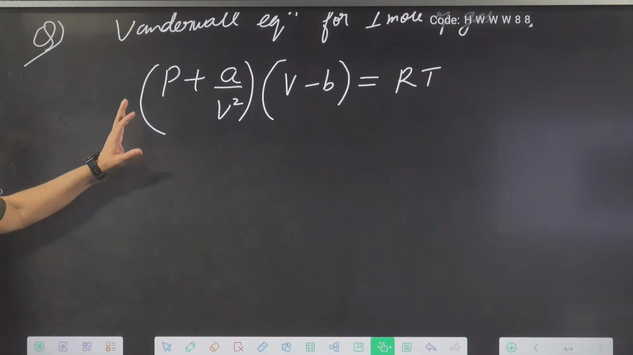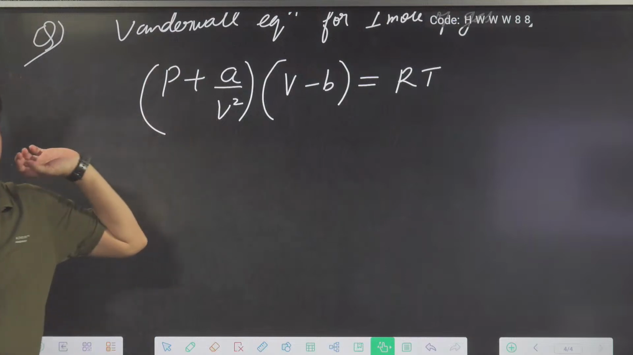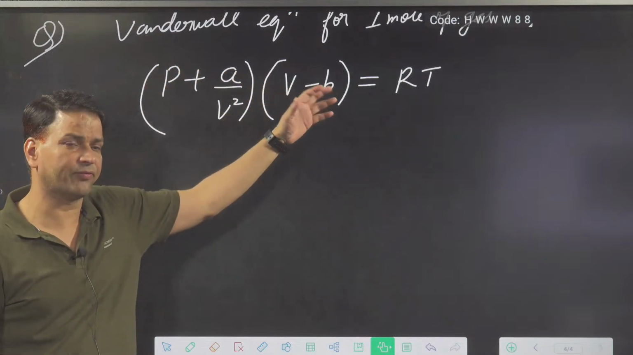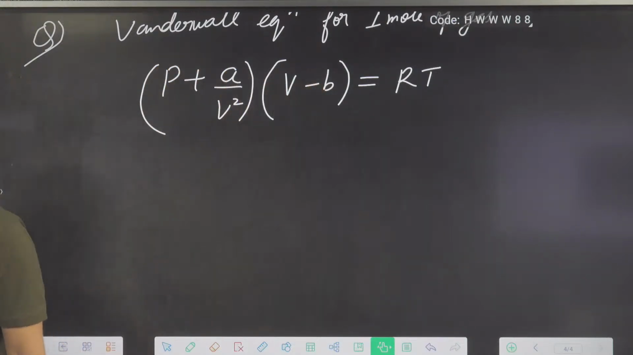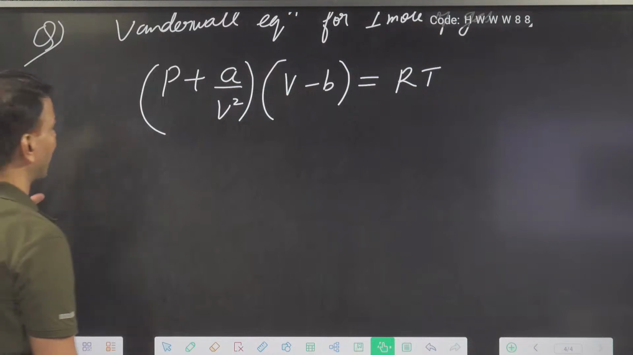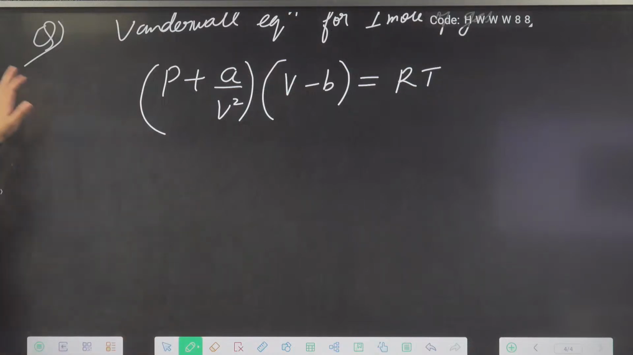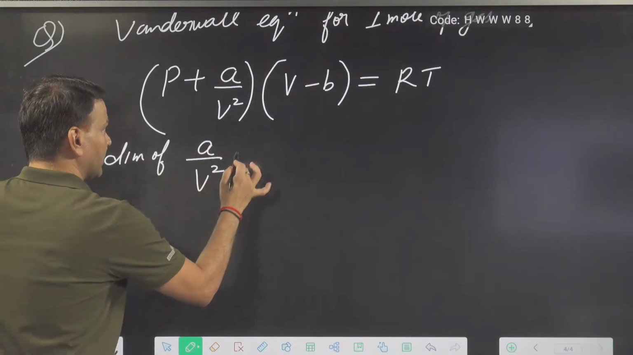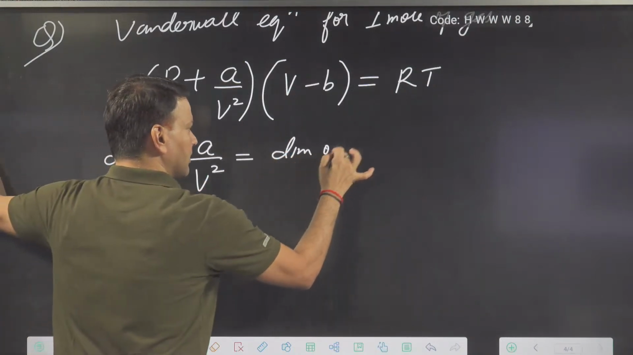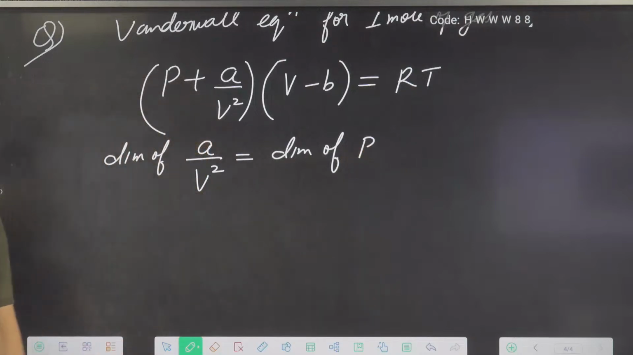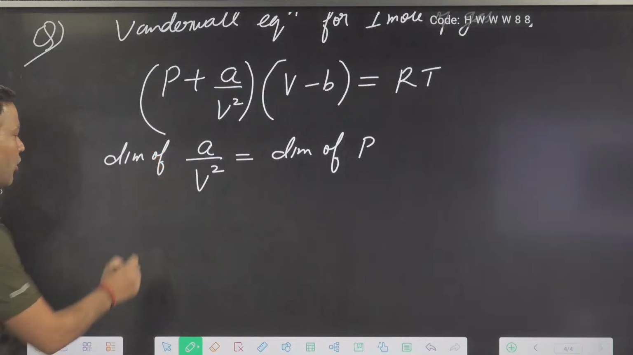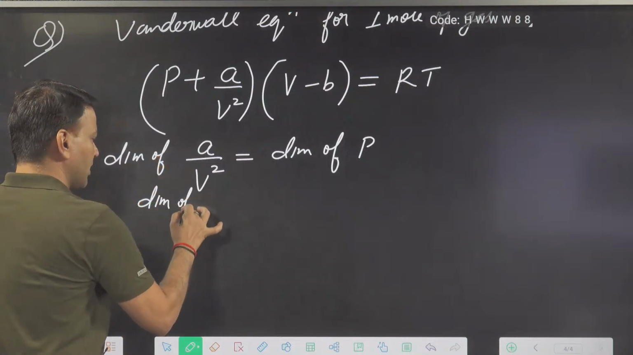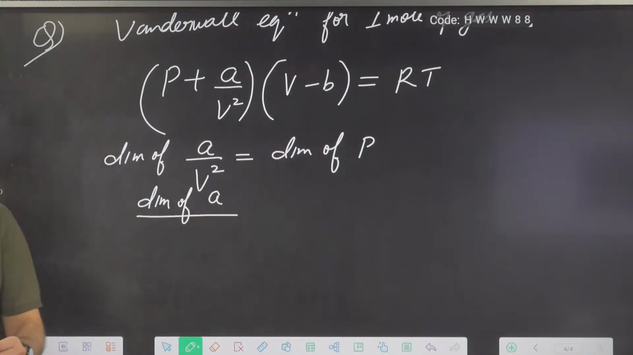So here I am adding a by V square to P, and I am subtracting b from the volume. I need the dimension of a and b. From homogeneity, what I can say is that the dimension of a by V square is equal to the dimension of pressure. Now, dimension of a upon V square. What is the dimension of volume?